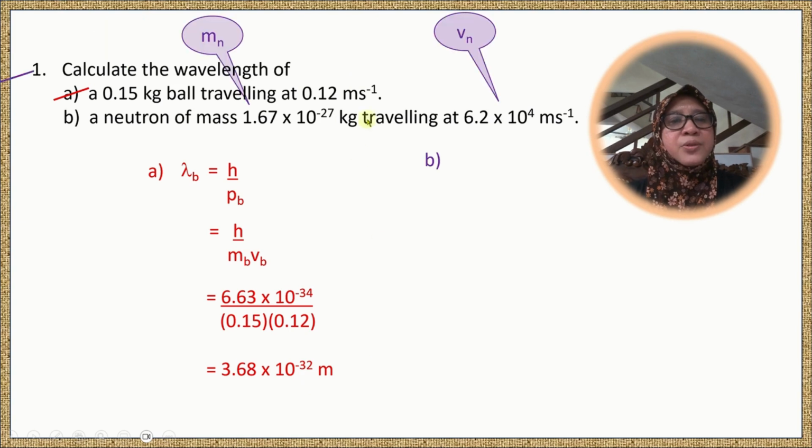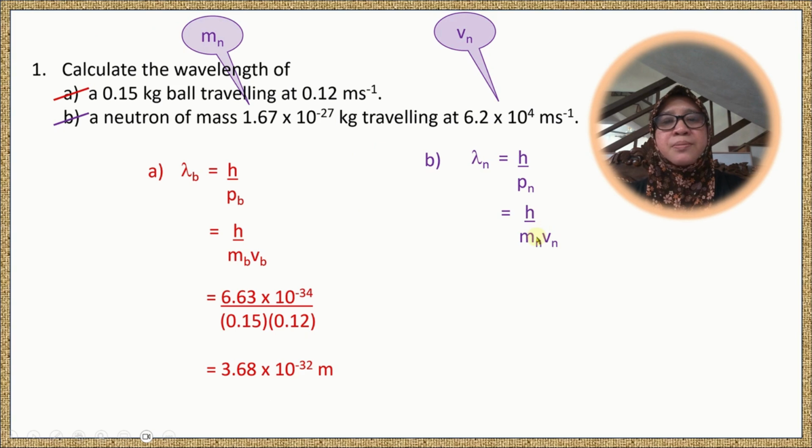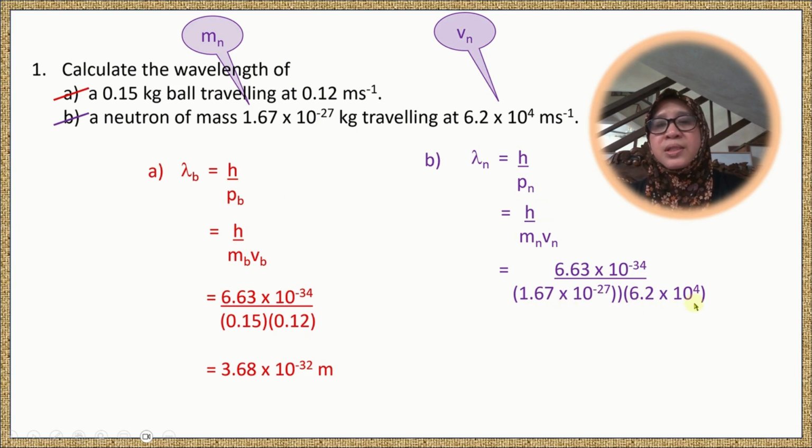Okay, for the neutron, we use the same formula and we substitute the Planck constant, the mass and the speed. Given 1.67 times 10 to the power of negative 27 kilograms, so that's the mass of the neutron, and speed 6.2 times 10 to the power of 4. So we get the wavelength 6.40 times 10 to the power of negative 12 meter.